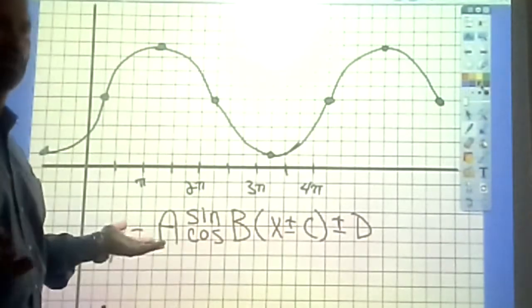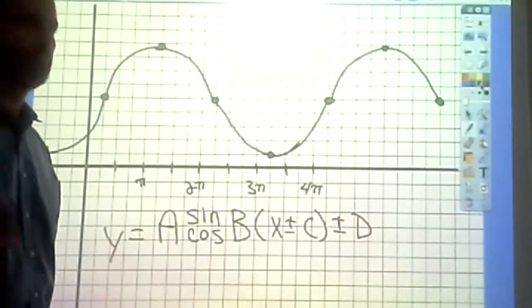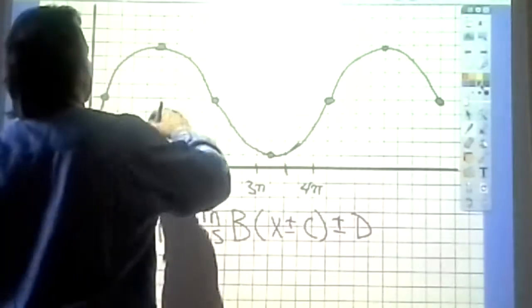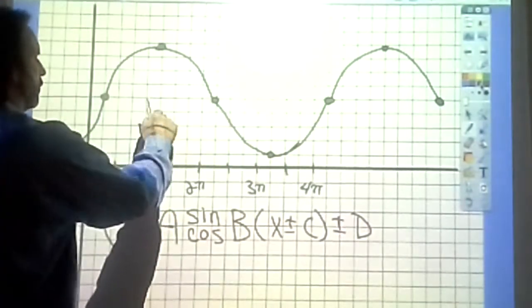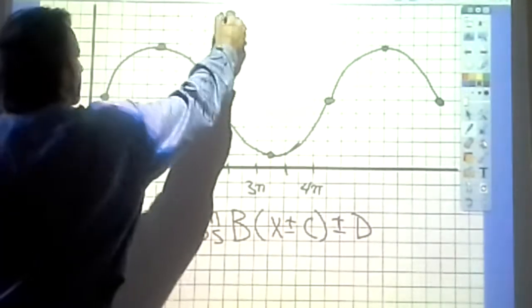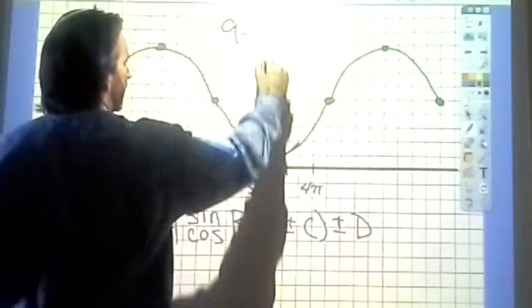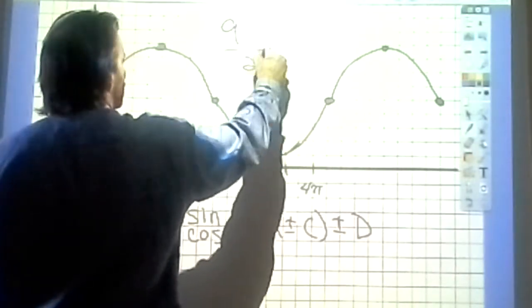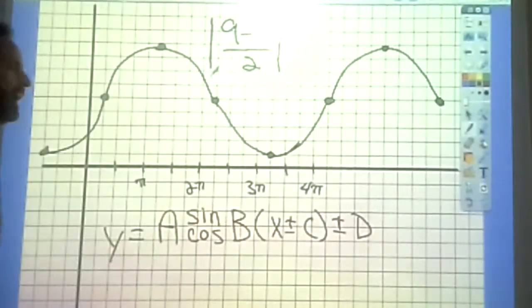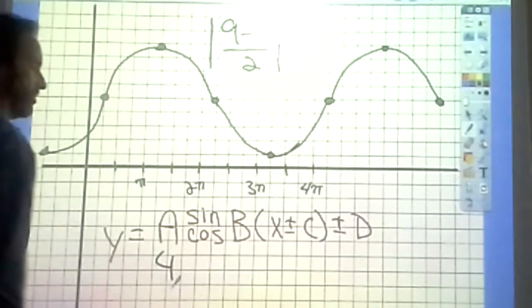Okay, let's find our amplitude. Remember, max minus min divided by 2. 1, 2, 3, 4, 5, 6, 7, 8, 9. Minus my min is 1, divided by 2, and that's an absolute value. 8 over 2, 4. That's my amplitude. I just got my amplitude, so we're good there.